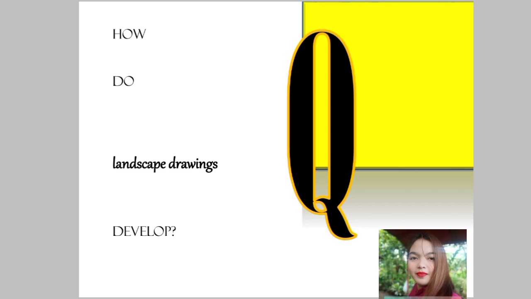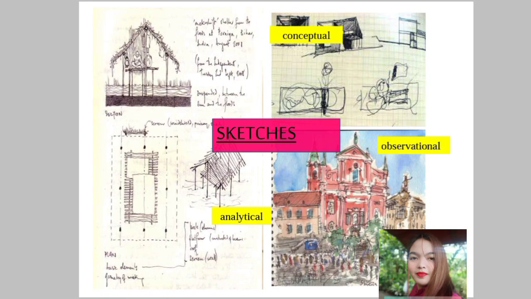So how do landscape drawings develop? So first, we need to sketch, of course. We need to be analytical, observational, and conceptual in drawing because we need some practice for the certain type. So I'll accept the activities you pass, but then we need to enhance everything according to the details given to you on the workbook.